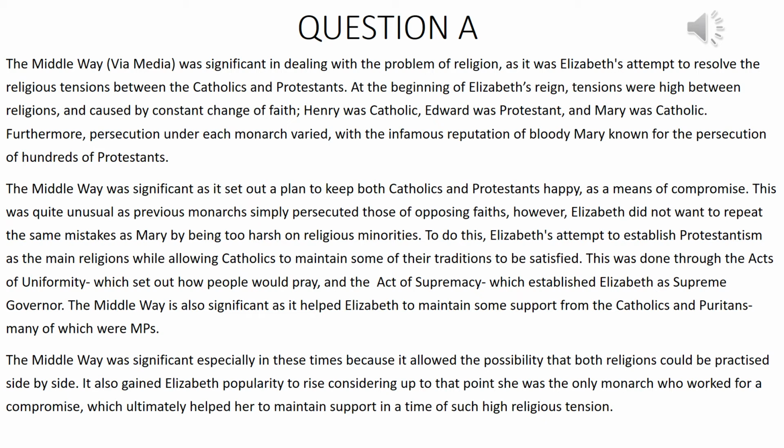The middle way is also significant as it helped Elizabeth to maintain some support from the Catholics and Puritans, many of which were MPs. The middle way was significant especially in these times because it allowed the possibility that both religions could be practiced side by side. It also caused Elizabeth's popularity to rise, considering up to that point she was the only monarch who worked for a compromise, which ultimately helped her to maintain support in a time of such high religious tension.